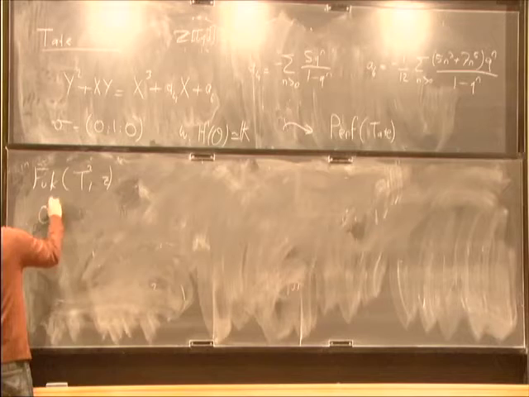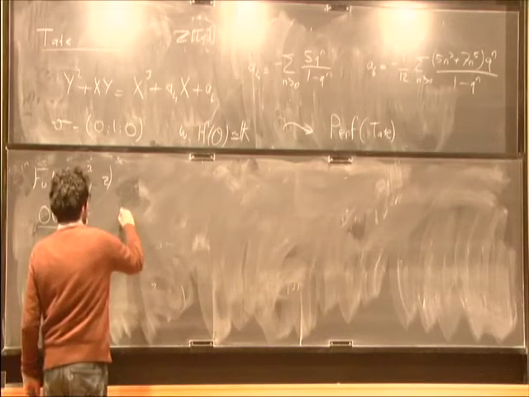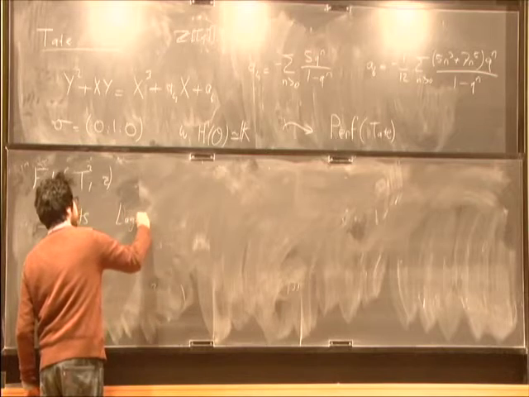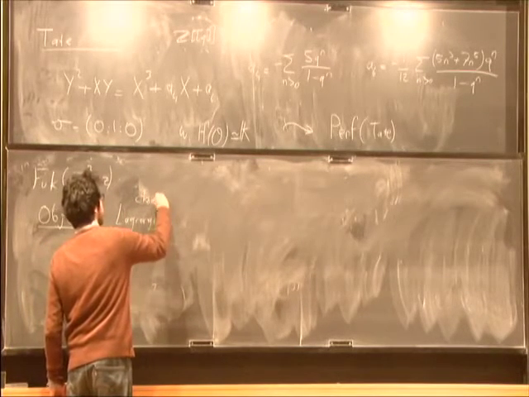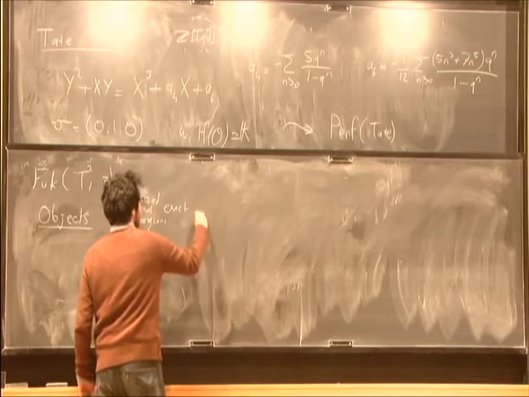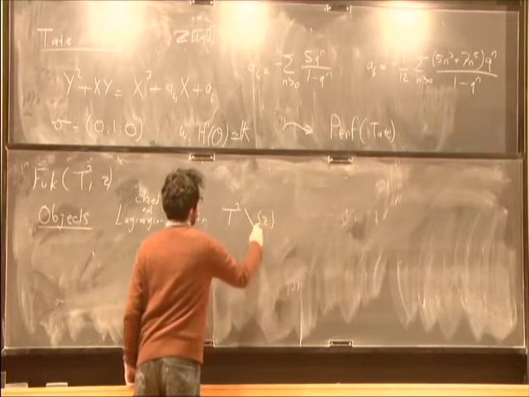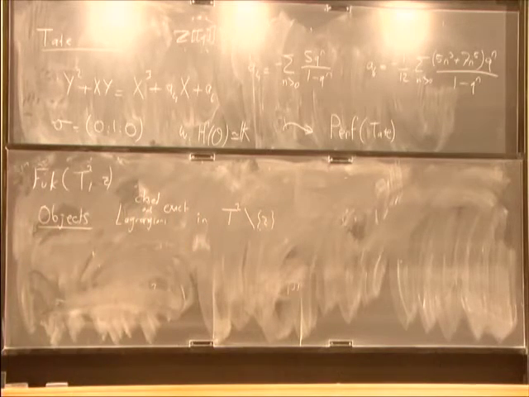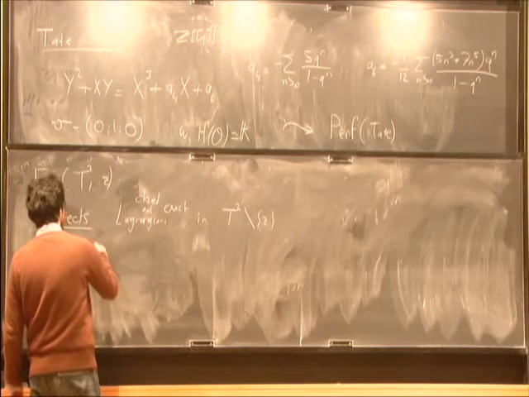So the objects are Lagrangians. These are closed, embedded, exact Lagrangians in T2 minus 2 point. This is a very complicated way of saying the following: these are simple closed curves.